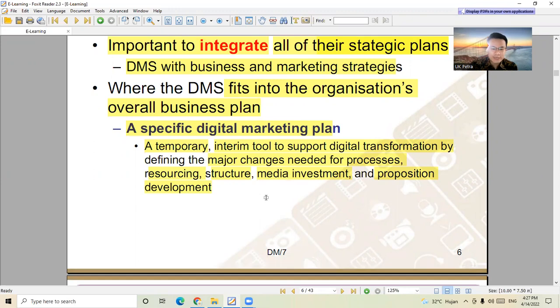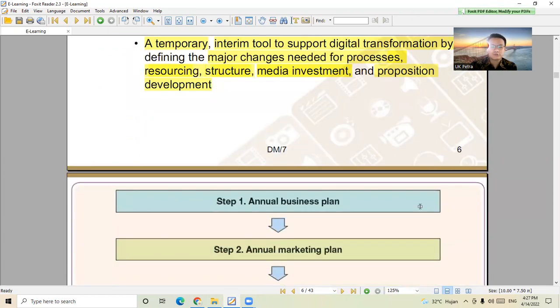Because as we can see from the definitions, it involves many things: the process, the resources, meaning the money, the organizational structure, what kind of media that we use, and also the promotion. The proposition development is the value that we offer to the customers. All of this should be mentioned in the digital marketing strategy and also the plan.